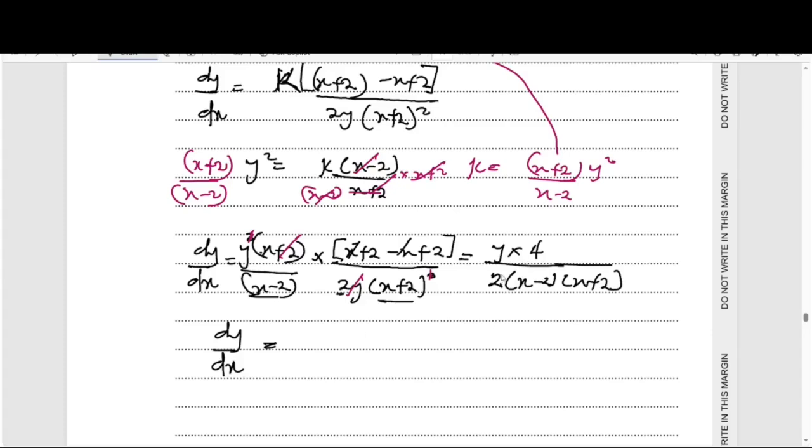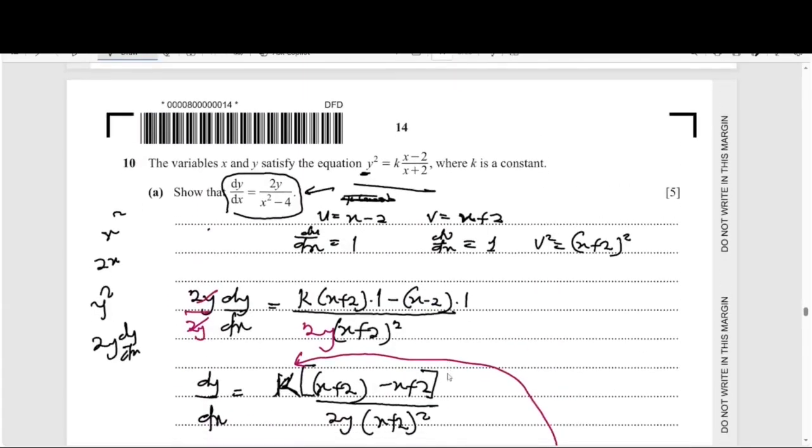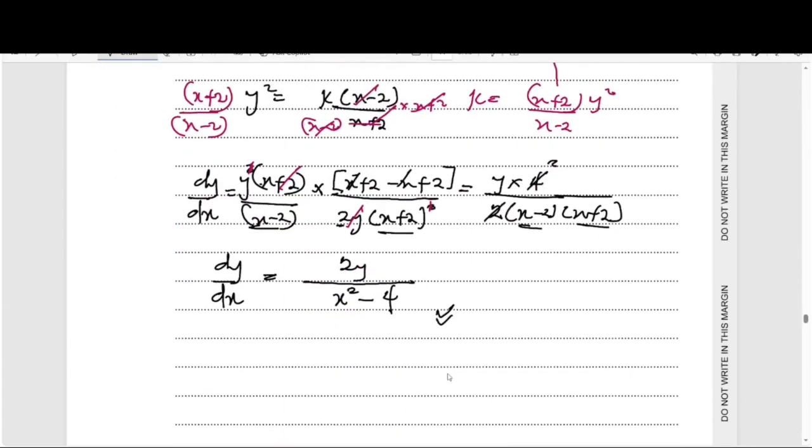Alright, even before the 4, 2 here once and 2 here twice, so the numerator becomes 2y, all divided by x minus 2 times x plus 2, that is difference of two squares, giving us x squared minus 4. So our differential is 2y over x squared minus 4, and that is exactly what the question expects of us to get. So this is our answer.